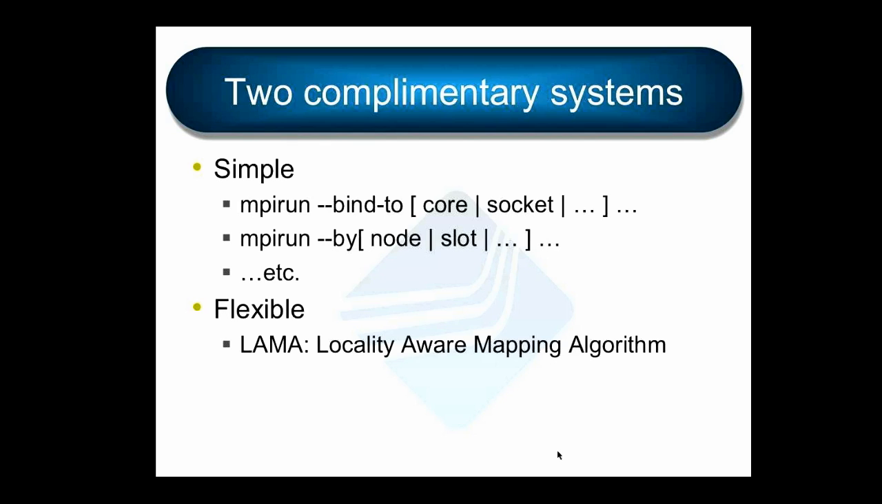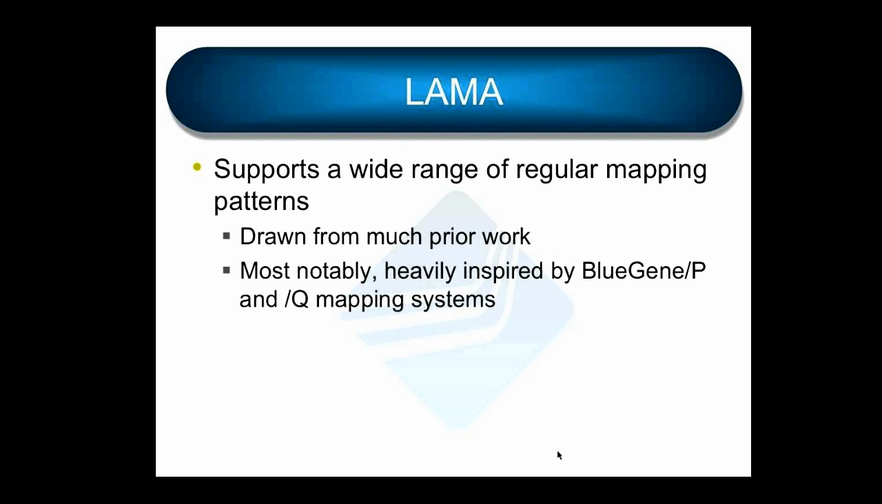And then the flexible one is something that we call LLAMA, because you need a four-letter acronym, otherwise it's not real. It's the locality aware mapping algorithm. We've actually published some papers on this, and I presented this in Madrid at the Euro MPI conference a couple months ago. But the whole point of LLAMA is to support a wide range of regular expressions of patterns, both patterns in binding and patterns in laying out of things. And I don't think we always give enough credit to the people who have come before us. So we really are standing on the shoulders of giants. There's a mountain of prior work on this, and we in particular drew a lot on the BlueGene system, the way that they do process affinity there. We just kind of extended it and added some cool things on top of it.